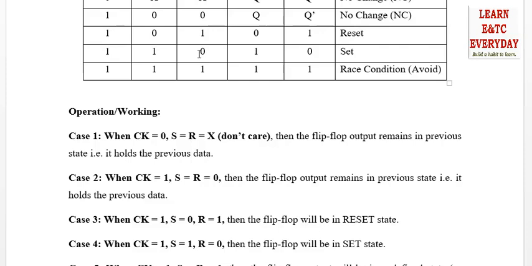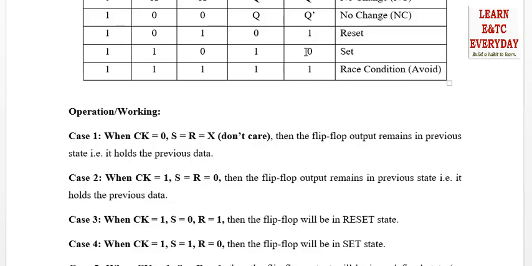When clock is 1, S is 1, R is 0, so Q becomes 1 and Q complement becomes 0. Since S is 1, Q becomes 1. Such a condition is called the set condition. So when S is 1, it is in set condition. When R is 1, it is in reset condition. So Q and Q complement are both opposite to each other.